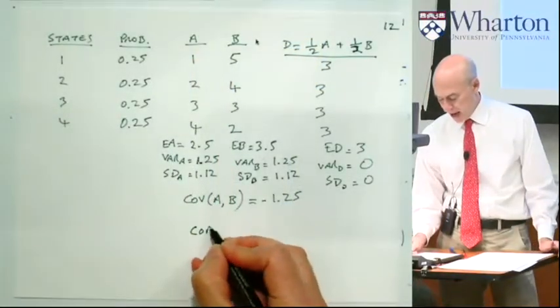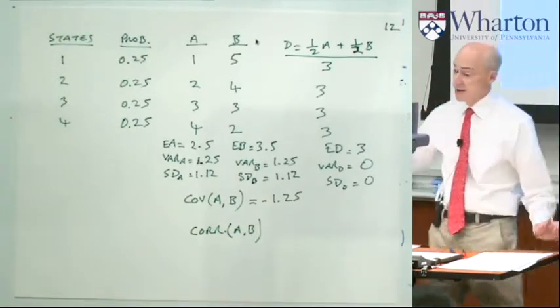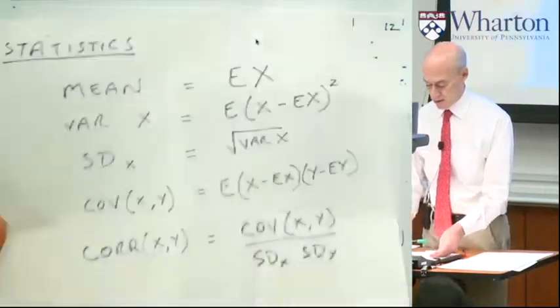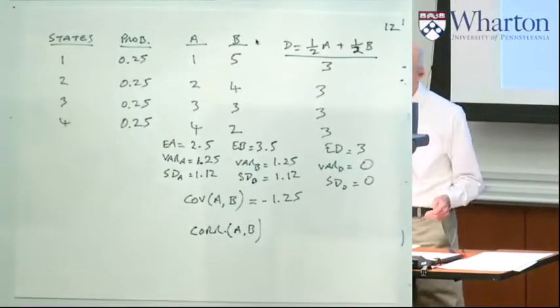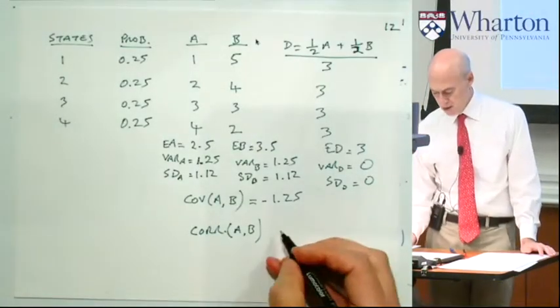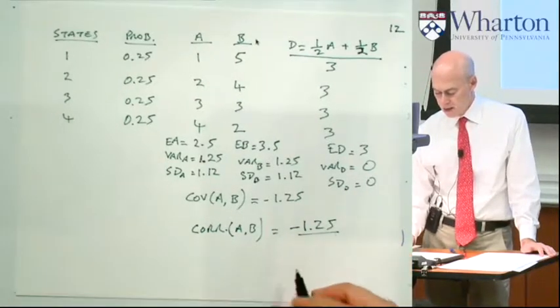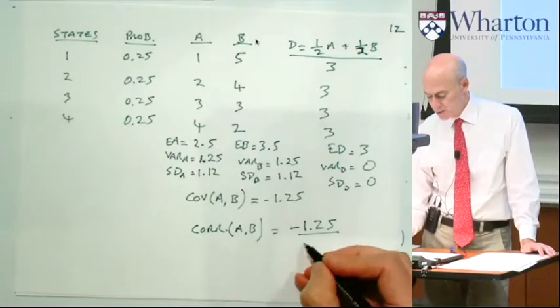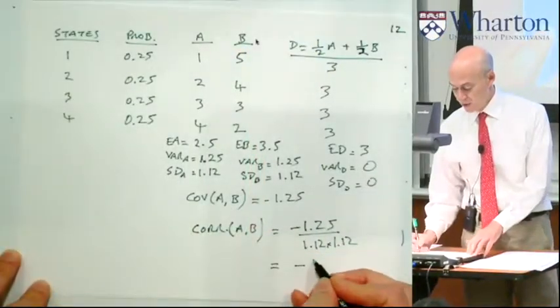The correlation of A and B, we know correlation is covariance divided by standard deviation of X times standard deviation of Y. What's the correlation here? It's minus 1.25 divided by 1.12 times 1.12, but we know 1.12 squared is what? 1.25, so the correlation here is -1.